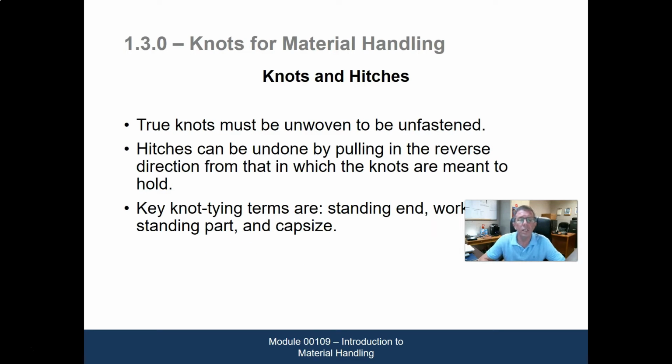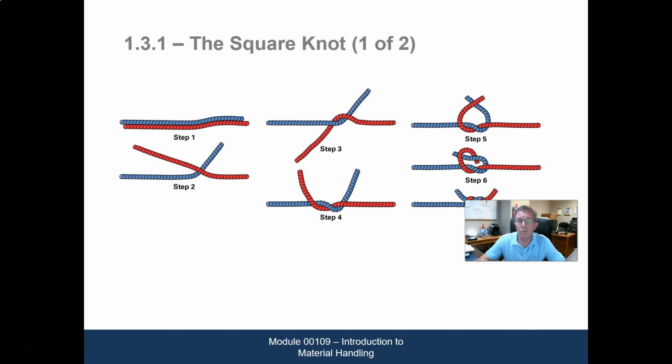Knots and hitches. True knots must be unwoven to be unfastened. Hitches can be undone by pulling in the reverse direction from that in which the knots are meant to hold. Key knot tying terms are standing end, working end, standing part, and capsize. Here are examples of some of the knots that we'll look at in this chapter in our performance profiles. The square knot.